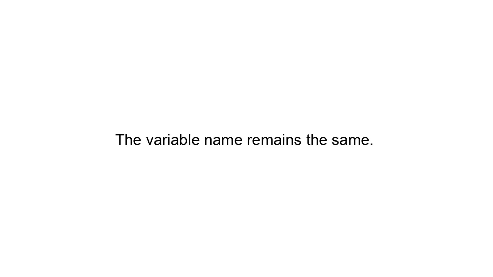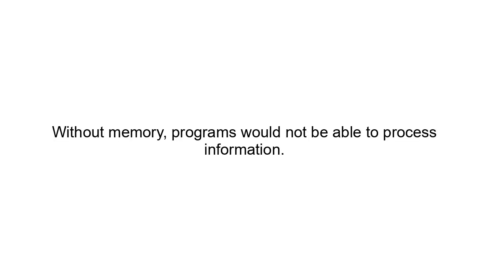Example: changing memory value. score = 10. score = 20. The value stored in memory changes from 10 to 20. The variable name remains the same. Why is memory important? Memory allows programs to store data, perform calculations, manage variables, and track program state. Without memory, programs would not be able to process information.